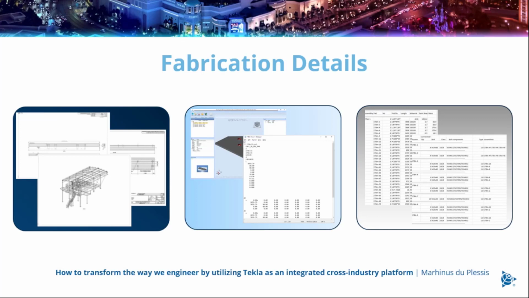And as most of you know, fabrication details are generally detailed fabrication drawings of assemblies, single parts, and general arrangements. But now, utilizing our piping add-on, we can deliver these detailed drawings for not only the structural steel, but the piping as well, complete with NC cutting files and customizable reports.